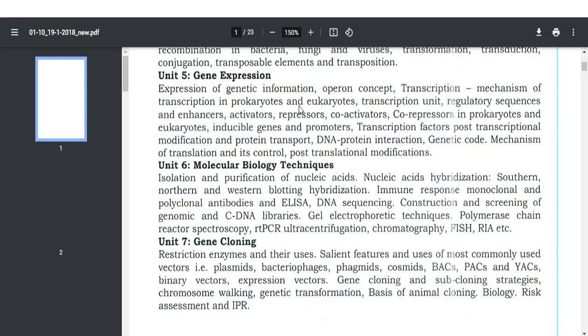At the same time, you need to know about enhancers, where they are located and their mechanism, and about activators, repressors, co-activators and co-repressors in the prokaryotic system. You also need to study the eukaryotic system and the promoter elements, like the Shine-Dalgarno sequence, and what sequences are present in promoters in both prokaryotes and eukaryotes. Next, read about post-transcriptional modification and how proteins are transported to various locations. And also study the genetic code.